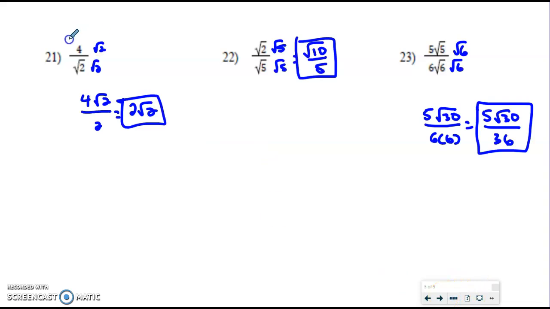This is what I end up with. I multiply both the top and the bottom by the square root of 2. Then I get 4 radical 2 over 2, and I simplify that, I get 2 square root of 2. I'm multiplying the top and the bottom by the square root of 5. So I get the square root of 2 times the square root of 5 is the square root of 10, and the square root of 5 times the square root of 5 is just 5. And then in this last one, I'm just multiplying the top and the bottom by the square root of 6. So I get 5 square root of 30, and 6 times 6 is 36.